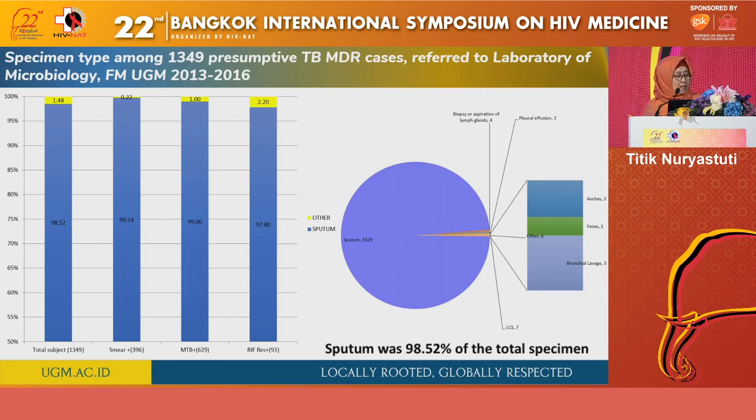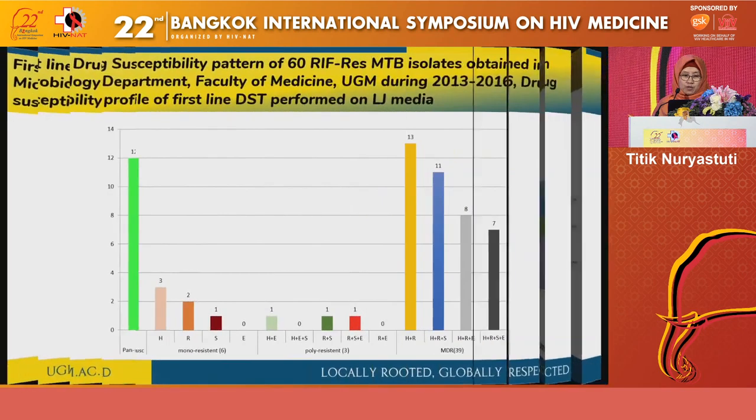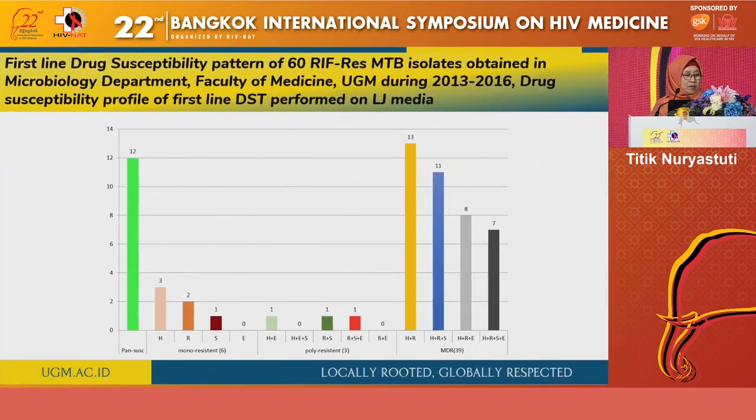Then Xpert assay was only able to detect MTB DNA from lymph node, assay test, feces, and bronchial lavage. In addition, the rifampicin resistant specimen among the non-sputum specimens came from the lymph node aspiration. And moreover, this is the result of the phenotypic DST.